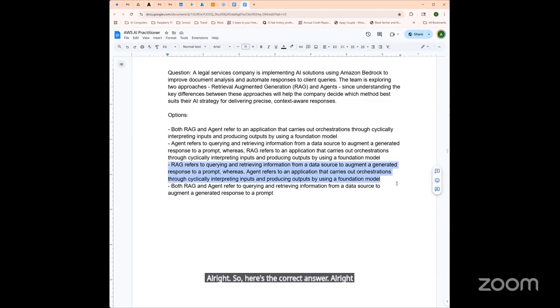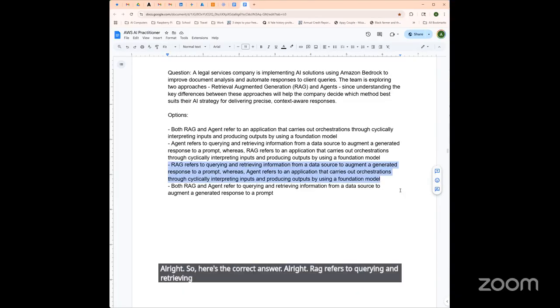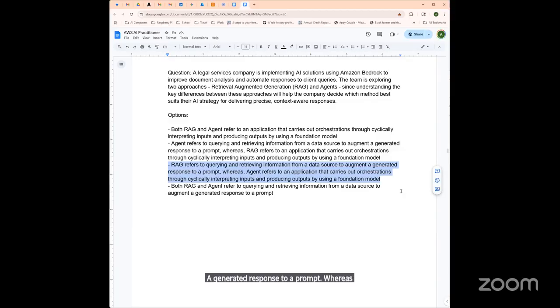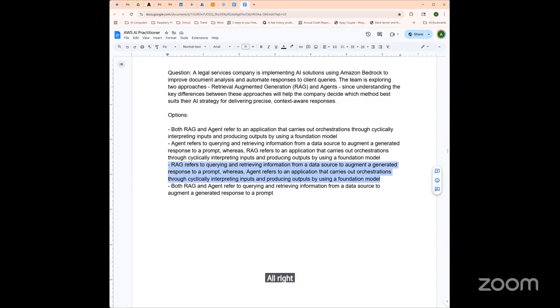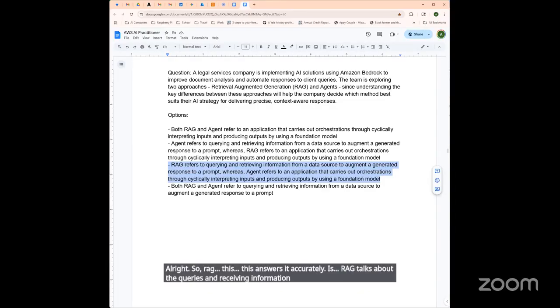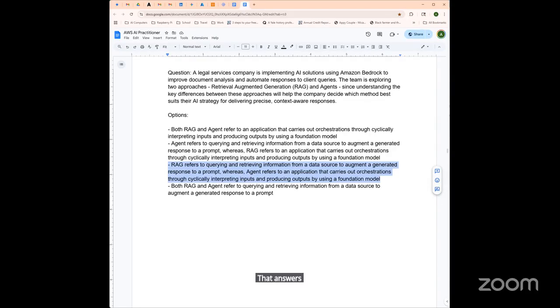All right, RAG refers to querying and retrieving information from a data source to augment a generated response to a prompt, whereas agent refers to an application that carries out orchestrations through cyclically interpreting inputs and producing outputs by using a foundation model. All right. So this answers it accurately. RAG talks about the queries and retrieving information. It can help to augment and enrich the model response. And an agent is an application that carries out the orchestration, right? So it's capable of executing complex workflows. That answers it.